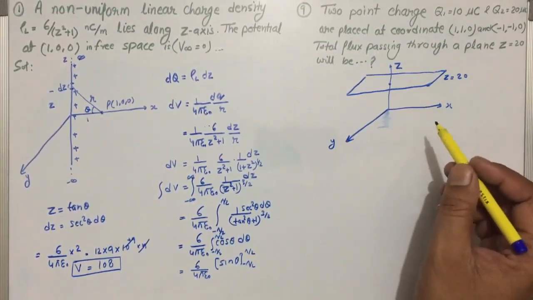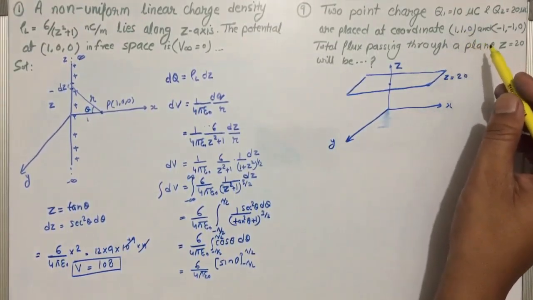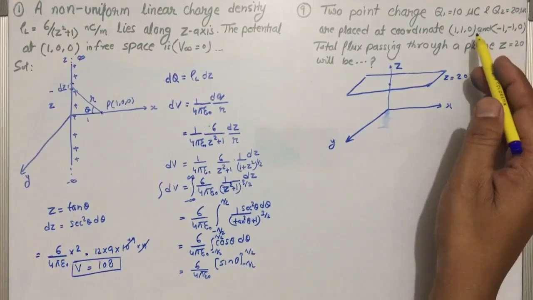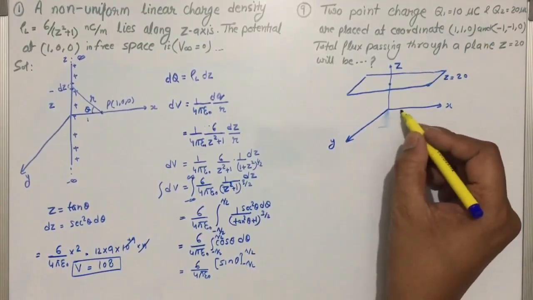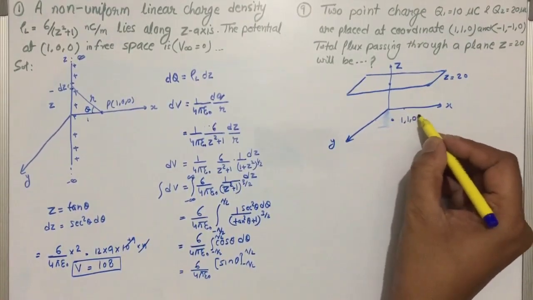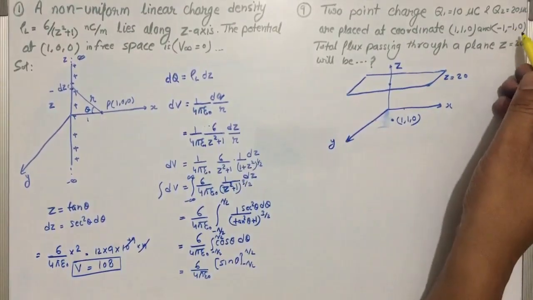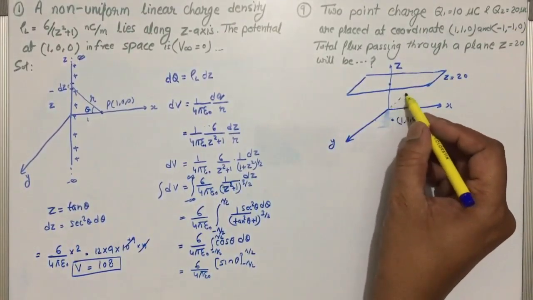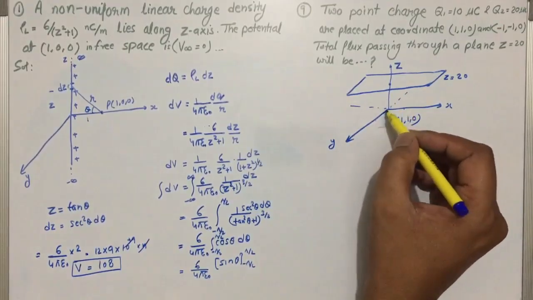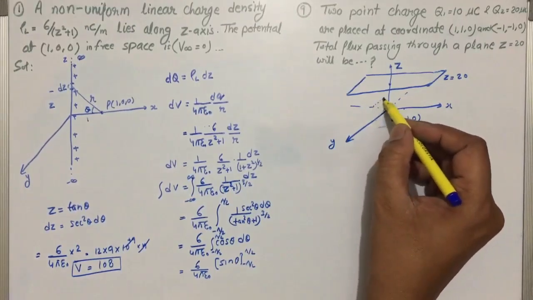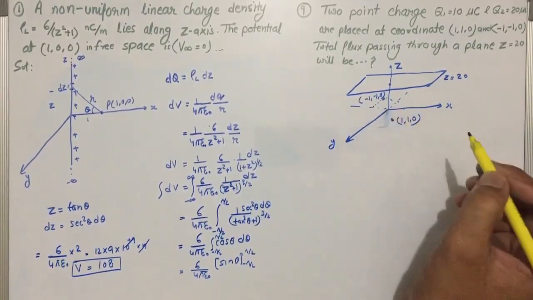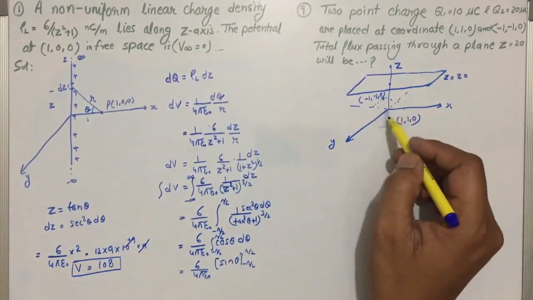Okay, and one charge is at 1, 1, 0. It will be in the xy plane because the z coordinate is 0. So x is equal to 1, y is equal to 1. It will be here, 1 1 0. The next point is minus 1, minus 1, 0. So that is here, minus x will be here, minus y will be here, just the mirror image of this. There are 2 points. Now the flux passing through this.